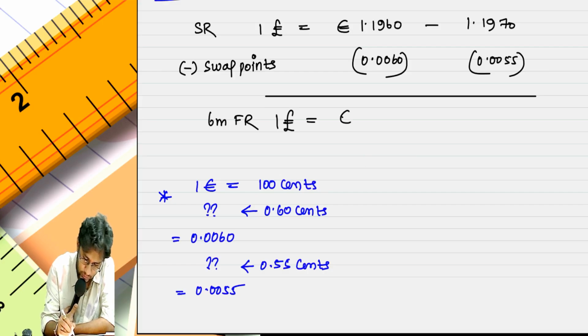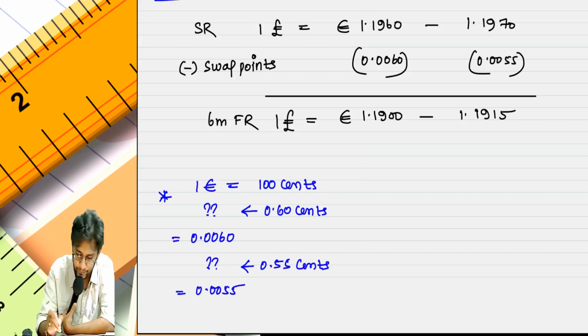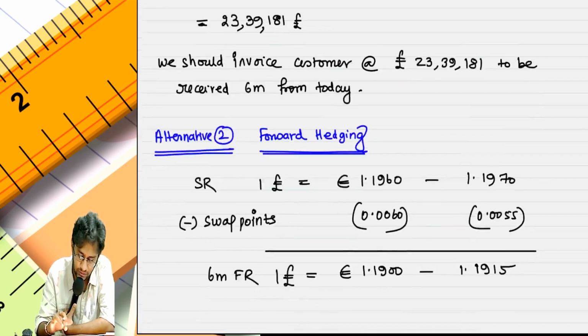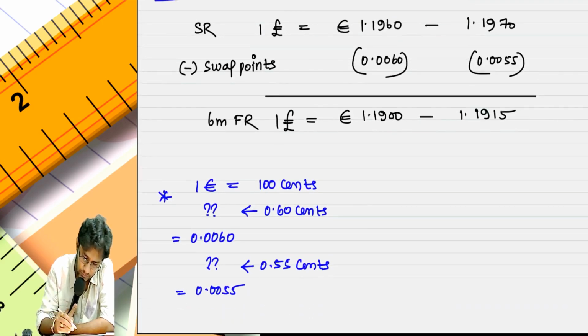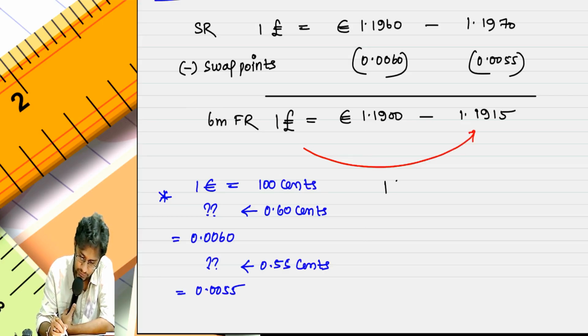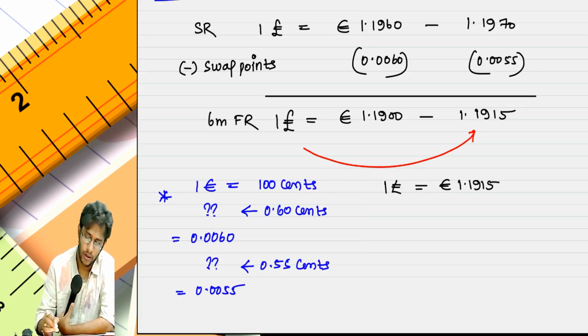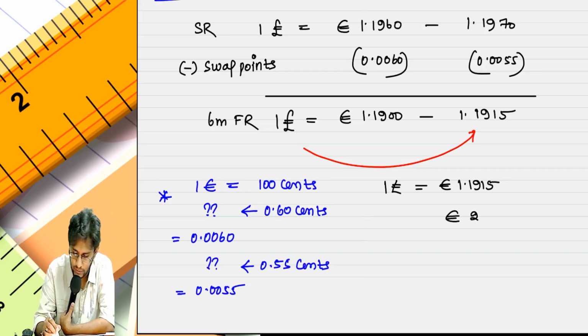1 pound is equal to euro 1.1900, 1.1915. Between these two, which rate? Again, whatever rate is the bid rate, the other is the ask rate. If you want, you can draw the diagram and see for yourself. 1 pound is equal to euro 1.1915. How many euros? 28 lakh euros.